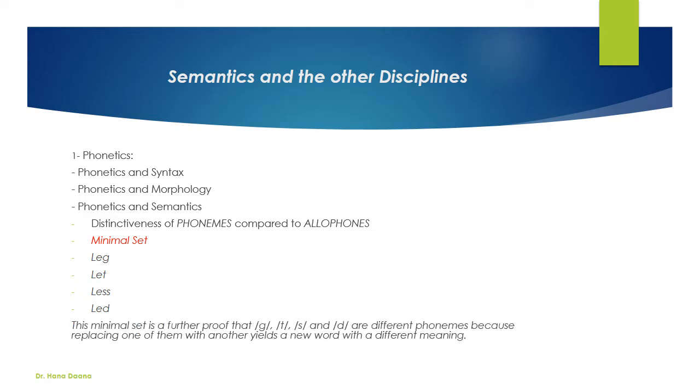Therefore, this minimal set is a further proof that g, t, s, and d are different phonemes, because replacing one of them with another yields a new word with a different meaning. So one can infer from the minimal set in front of us the fact that even though phonemes are meaningless, their distinctive nature is actually a criterion for making sure that the sounds we are studying are phonemes, not allophones.